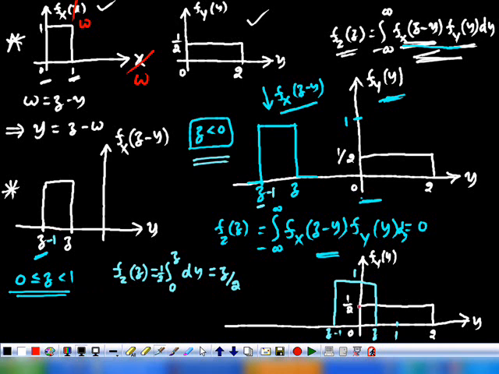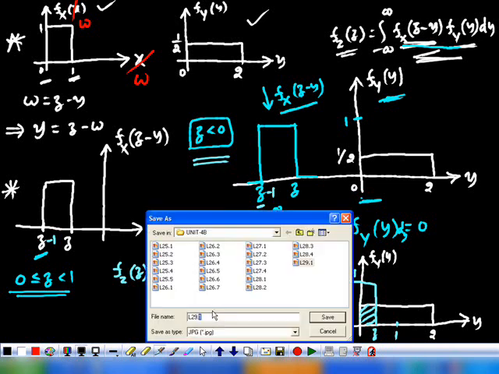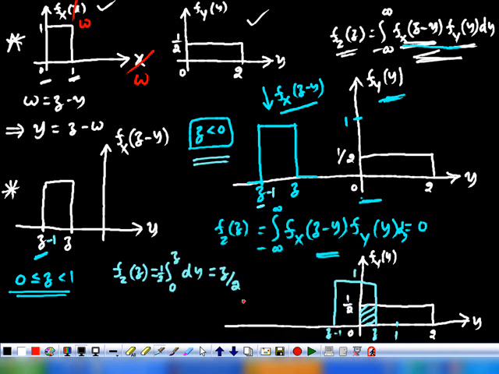Understood this? Here, what is the common region? This region is the common area. Now if you find this common area, what is the area of this common region? Z by 2. So that's what we got. Same result. Third case is z is lying in between 1 and 2.